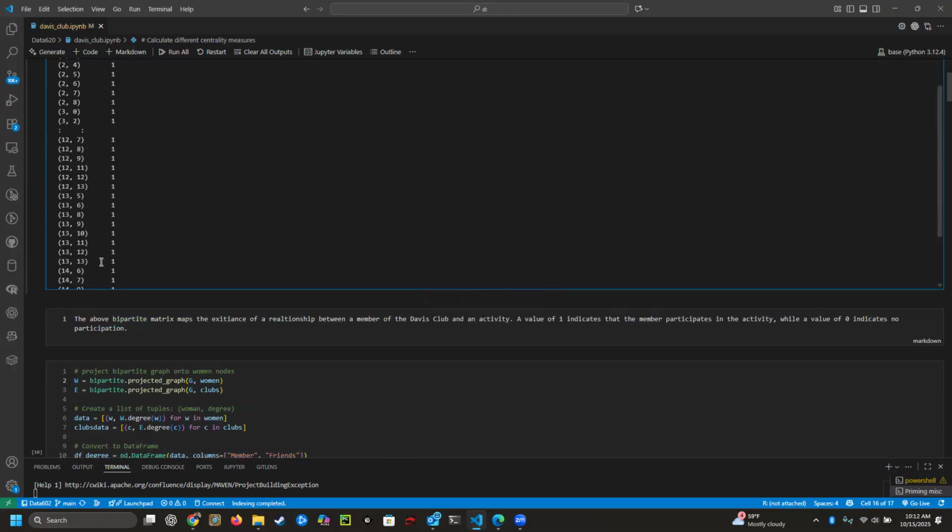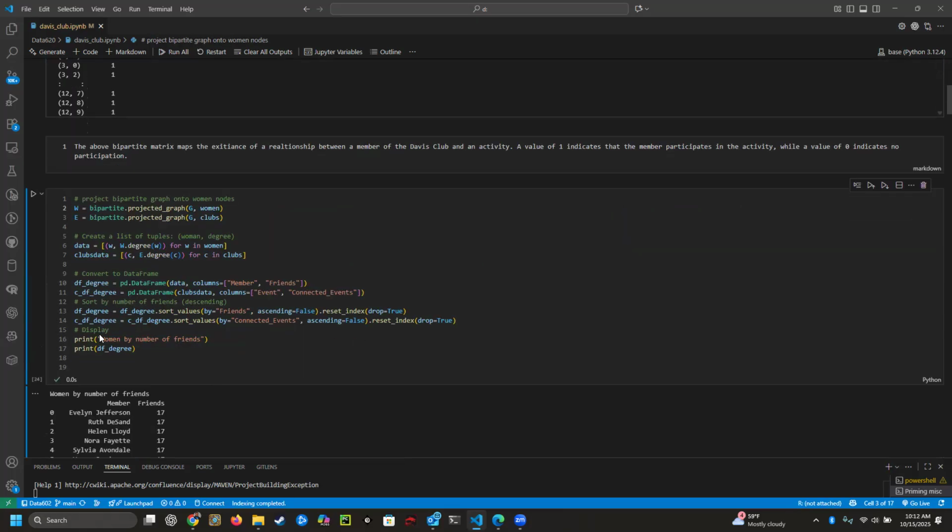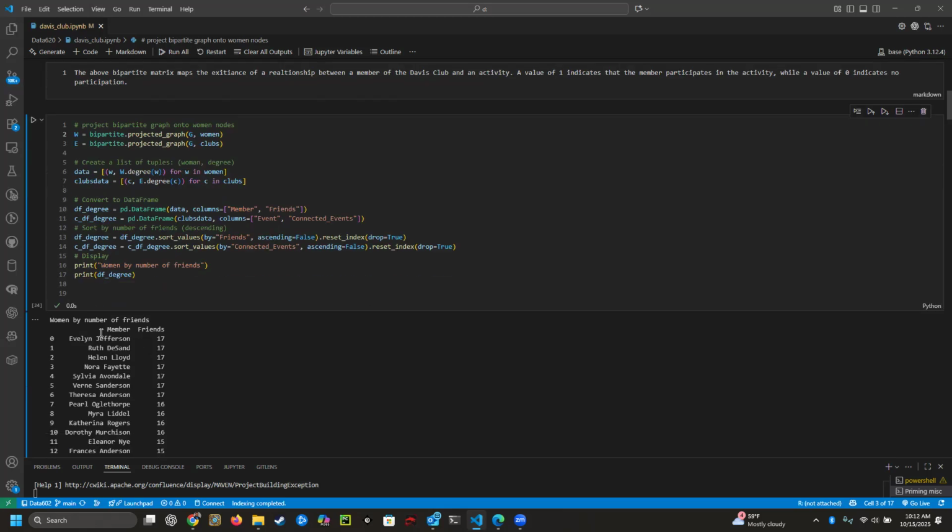Okay, so now that we have the bipartite graph, our next step is to project it onto the different types of nodes, and that's what we're doing here with W and E. We can just run this, and here we see that we projected that data onto the set of women nodes, and we were able to find connections between women who attended the same event.